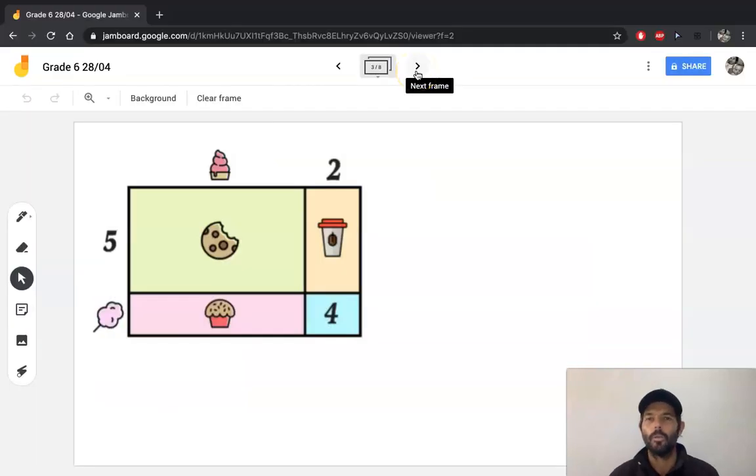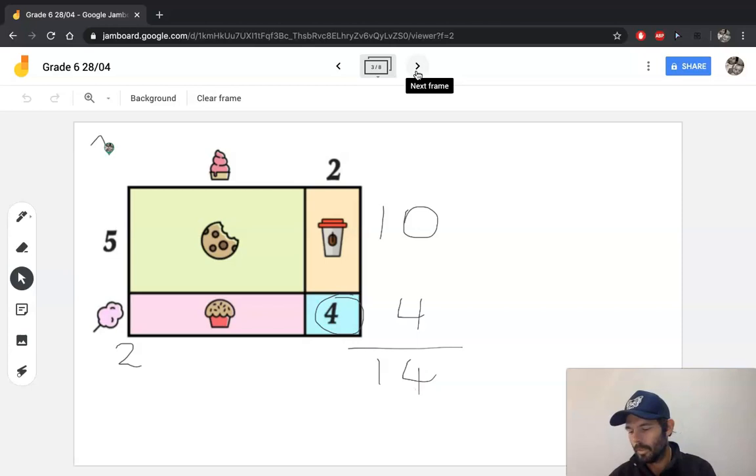So I'm just going to work out what I know. I know that 5 times 2 is 10, so the coffee is 10. I know that the candy floss times 2 must be 4, so the candy floss is going to be equal to 2. Okay, so 2 times 2 gives me that 4. Alright, so 10 and 4 add up to 14, and I know that my total is 714. So the cookie and the muffin must give me 700.